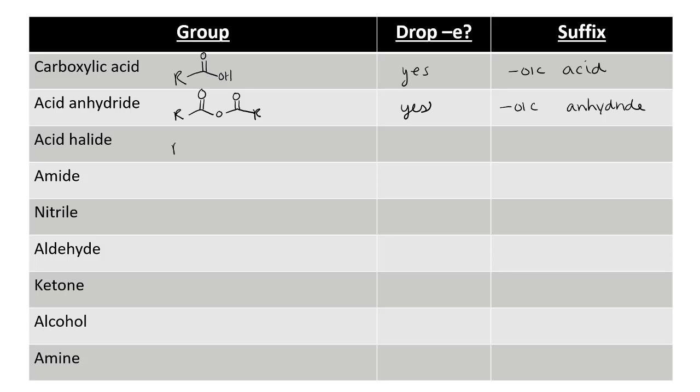The acid halide is our carbonyl that is attached to a halogen. The most common halogen that we will be using will be chloride, so the X would become a Cl. We will be dropping the E associated with our acid halide parent chain, and the ending becomes oyl halide. So once again, if our halide is the chloride, it would become oyl chloride.